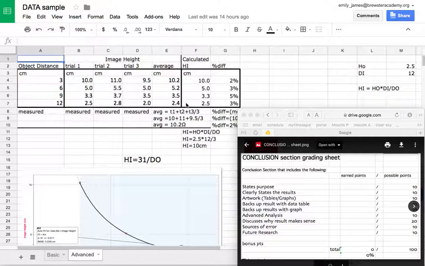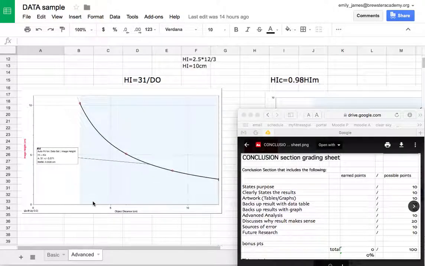Then you can go to the graph. Let's look at the graph. In this graph, we've graphed object distance on the x-axis and image height on the y. And the fact that the graph slopes down also further backs up our claim that as the object distance increases, the image height decreases. The next section is advanced analysis.